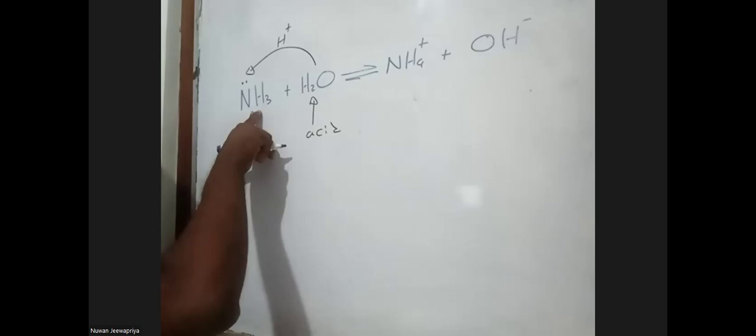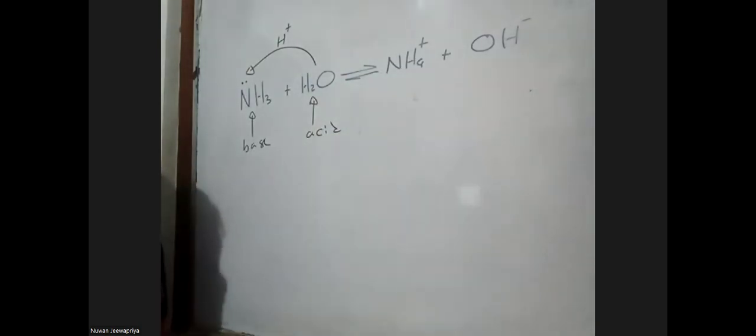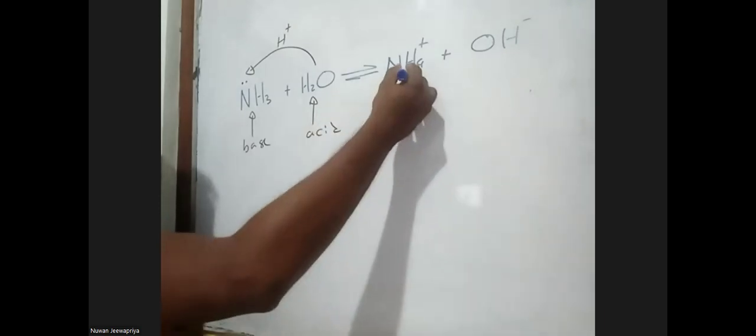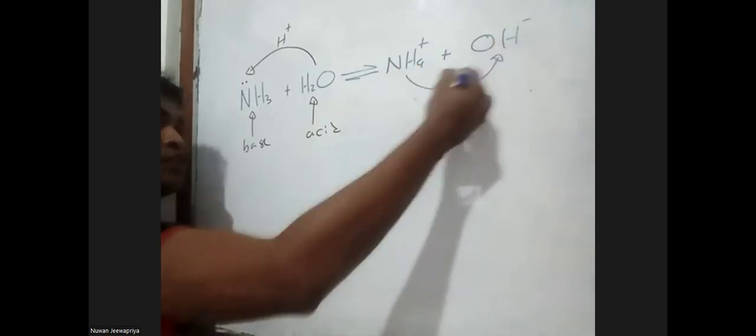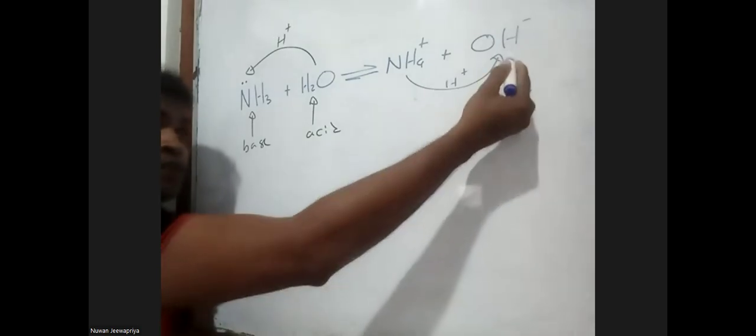So now ammonia, the NH3, gets H from this water and makes NH4 plus, which is ammonium, and then plus OH minus. Why does the NH4 plus form? Because NH3 gains H to become NH4 plus and water loses H plus, so it becomes OH minus. In the reverse reaction, the ammonium ion donates H plus to OH minus.